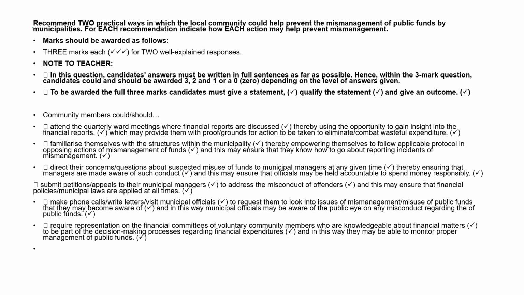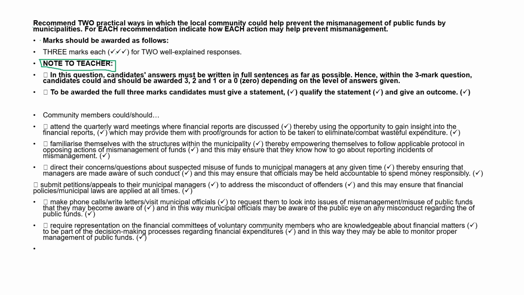Now, this is how the marks are going to be allocated. Three marks for two explained reasons. Here they want two answers, but three marks for answers that are well explained. Here it says note to teacher. This is a note for your teacher, not for you.